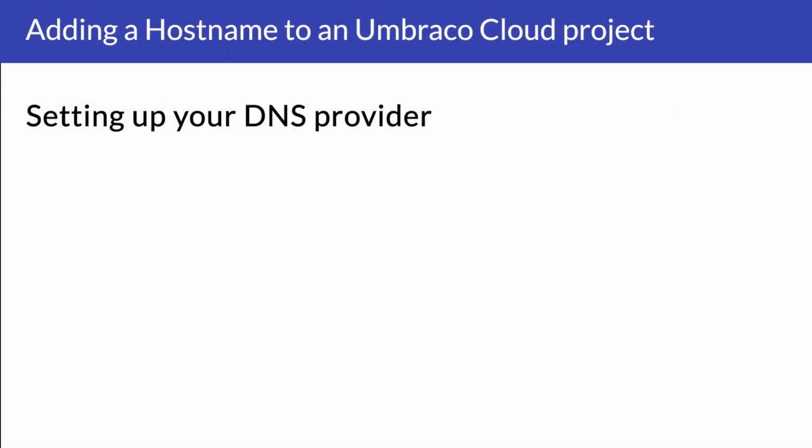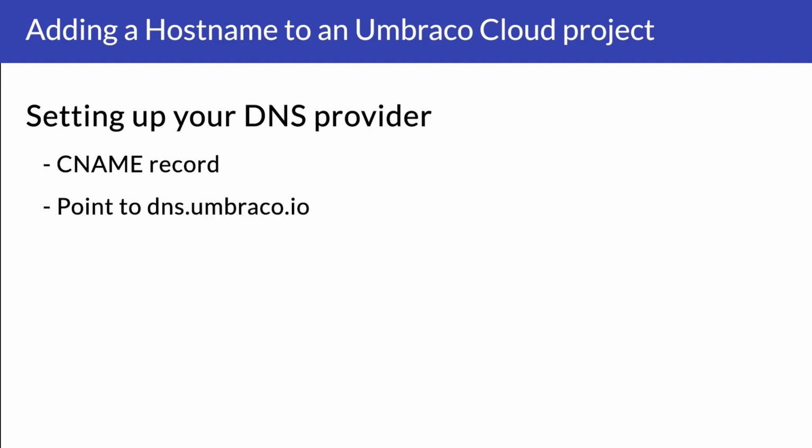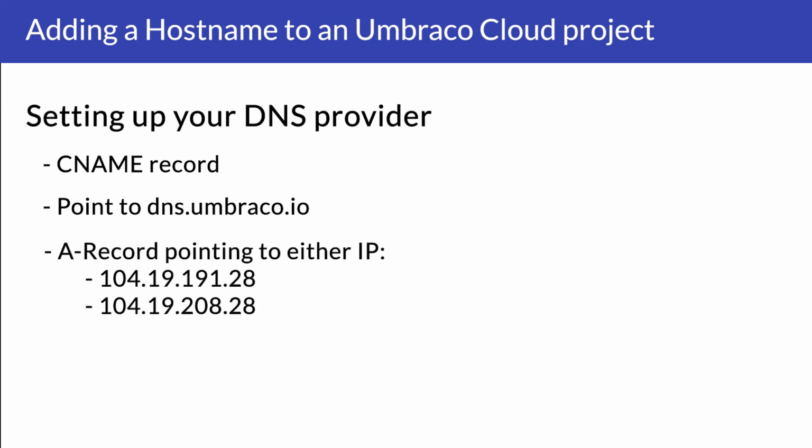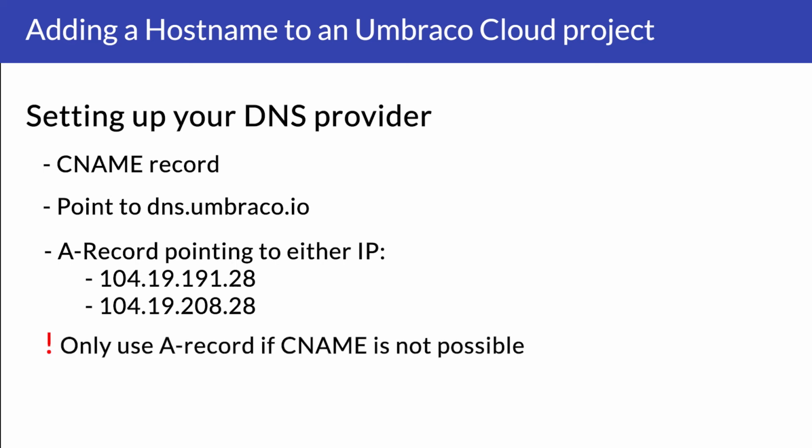In your DNS provider, wherever you get your hosting from, we recommend that you set it up as a CNAME record and point it to dns.umbraco.io. You can also set it up as an A record for one of the following IPs. However, we only recommend doing this when it's not possible to set up a CNAME, as the IPs are subject to change.